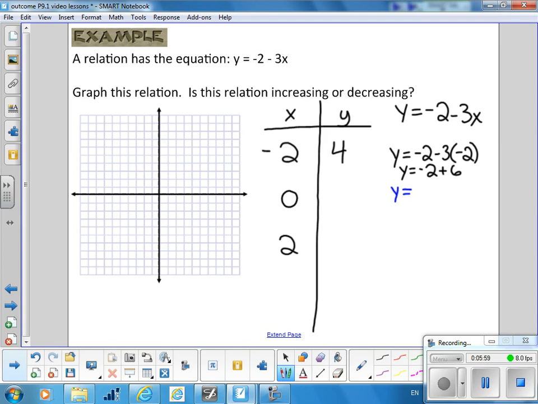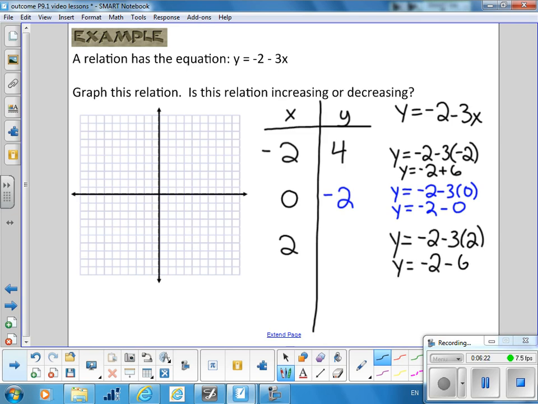Now I'm going to do the same thing with 0. So we put 0 into the x spot. -3 times 0 is just 0. So -2 subtract 0 is -2. And then we do it again with +2. -3 times 2 is -6, and -2 subtract 6 is -8.